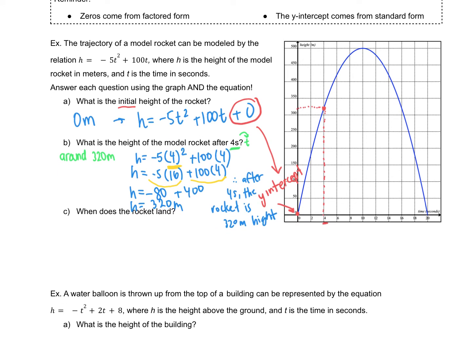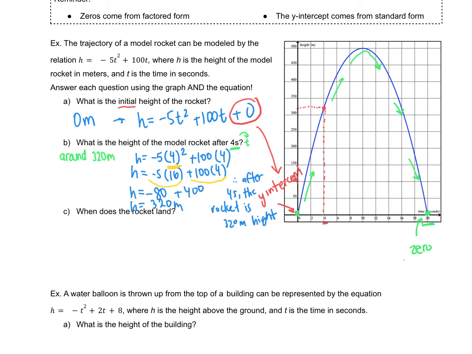Okay, for C, when does the rocket land? If I look at my actual graph, I'll go in green here. Well, this is when the rocket took off, and then it's going upwards, it hits this maximum, and then it starts to come down. It's coming down, and eventually it hits the ground right here at 20 seconds. Now this is a 0. It's an x-intercept. So anytime I'm asking about a landing time, a height of 0, something related to 0, we're looking for our zeros or our x-intercepts.